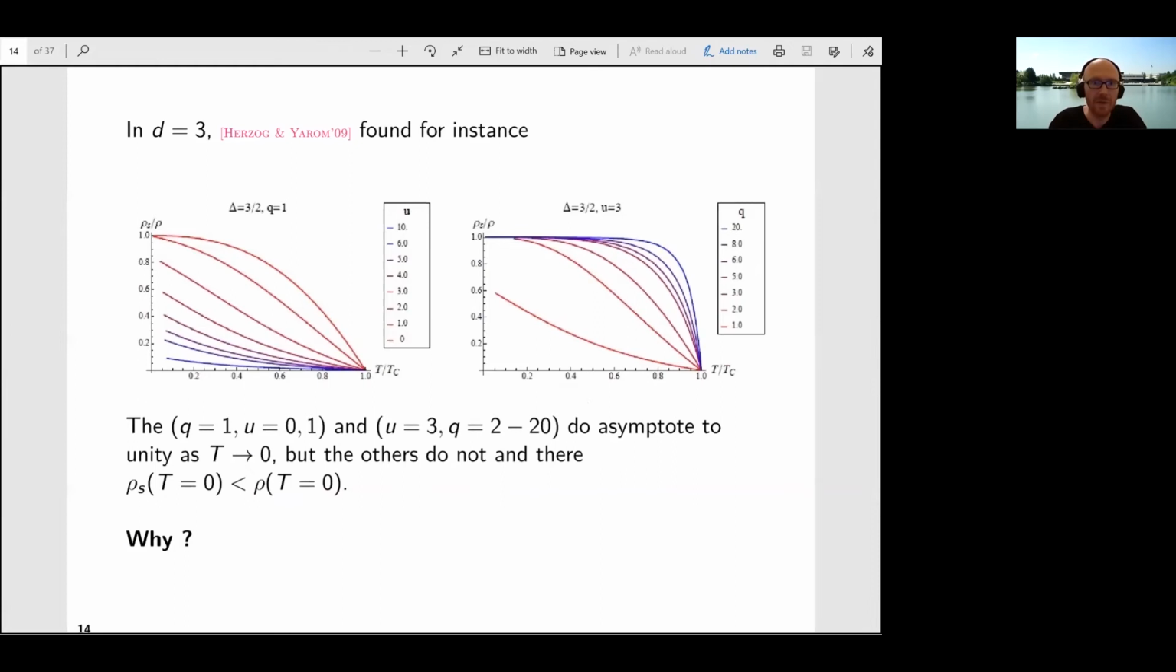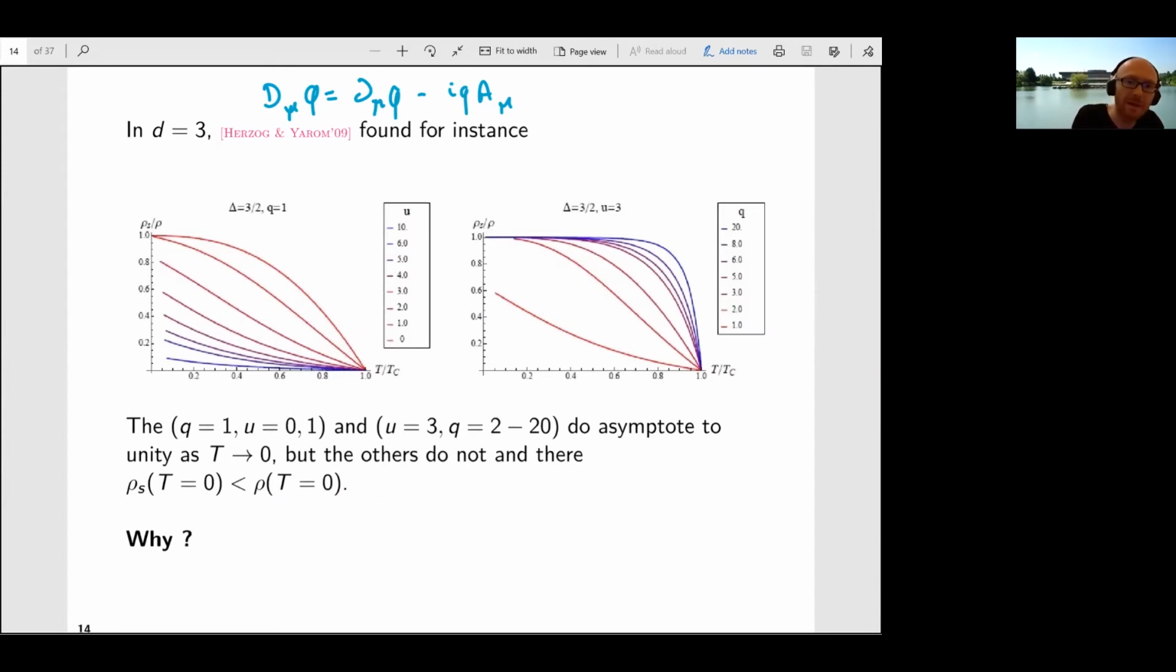In d equals 3, this is what Herzog and Yarom did in 2009, and this is what they found. Here Q is the charge of the complex scalar, so this is the covariant derivative, D_mu phi minus i q A_mu. And u is some parameter. They were using a quartic potential, so u is one of the parameters in the quartic potential. And so they scanned the parameter space, varying q and u.